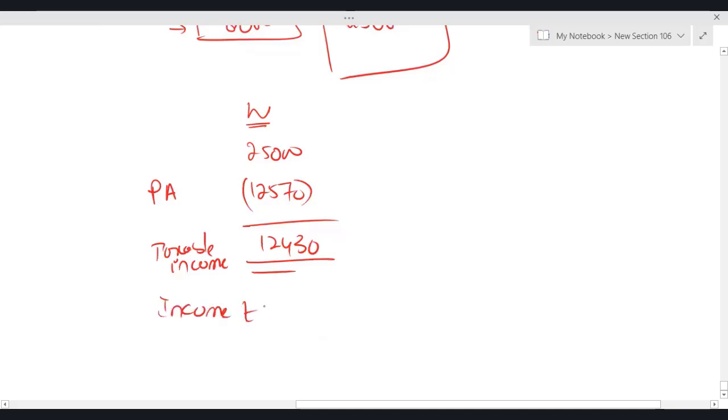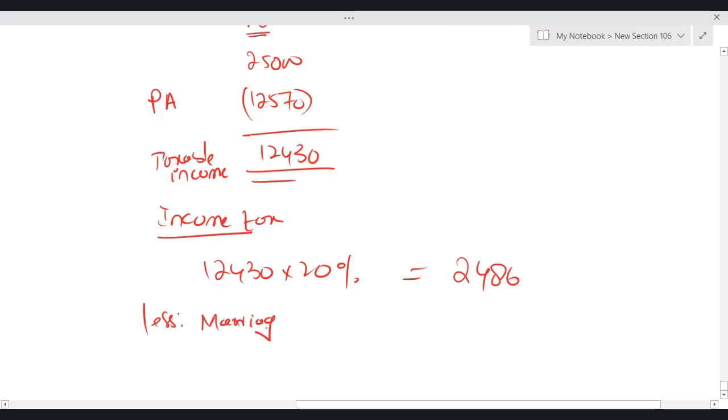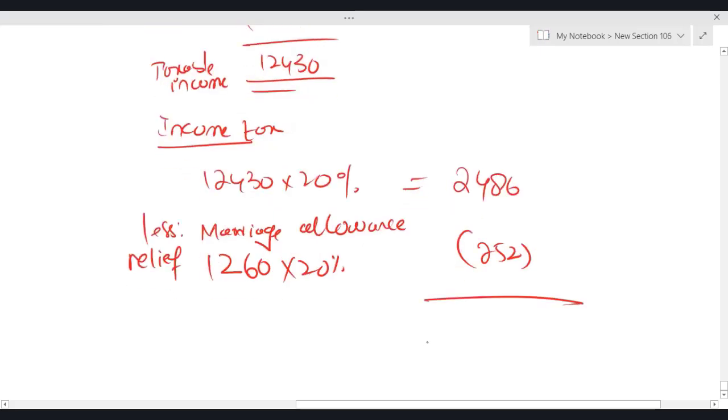Income tax: 12,430 into 20%. I'm getting 2,486, less marriage allowance relief, 1260 into 20%, 252. So the final liability is 22.